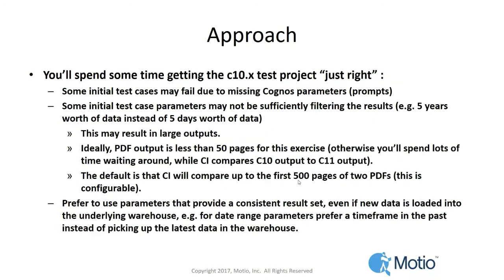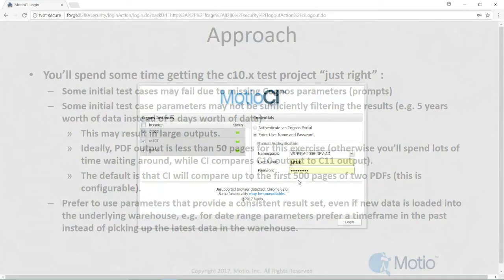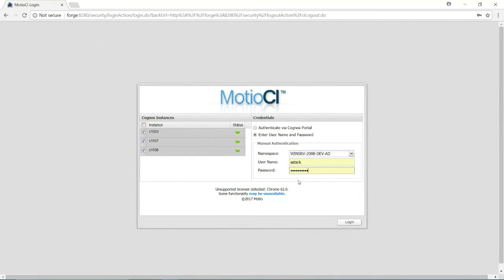With that said, let's jump in and show how this works in MoDoCI. So I'm going to hop over here to MoDoCI. In this instance of MoDoCI, I've got it configured to point at 3 different Cognos environments, 10.2.2, 11.07, and an 11.08 instance that I recently set up. So today we're going to just use 10.2.2 and 11.07 to show what this process looks like.